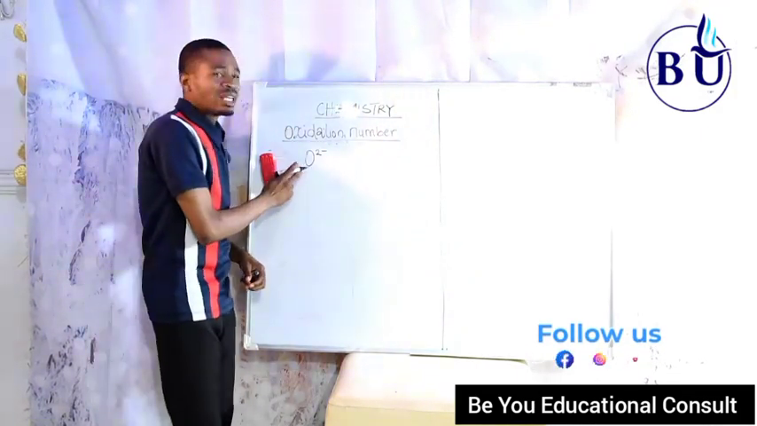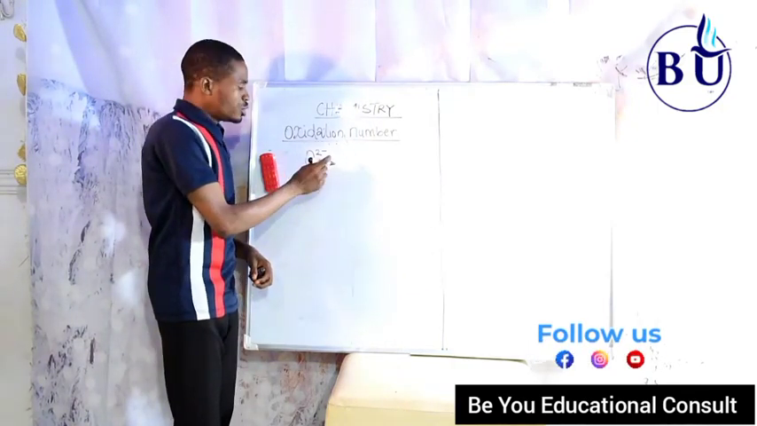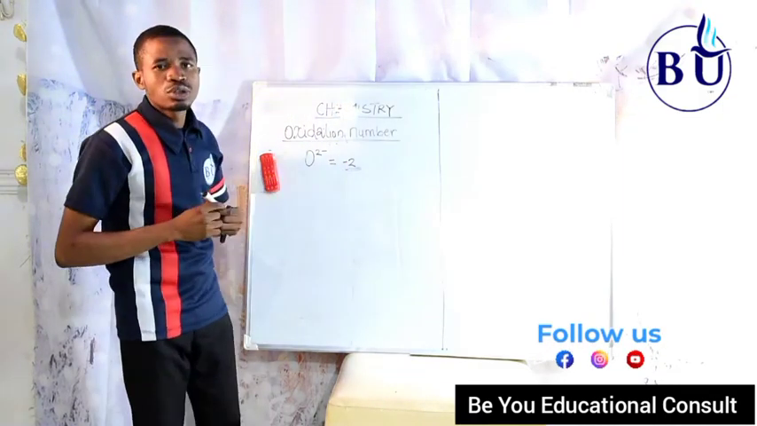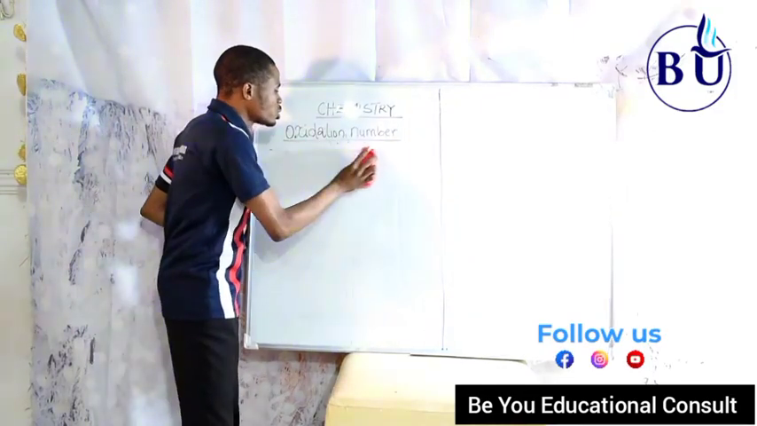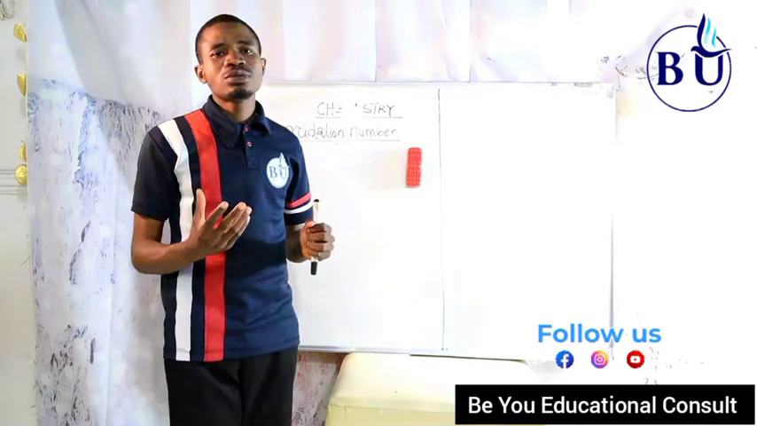So the oxidation number here is actually this superscript here, which is minus 2. The oxidation number of oxygen here is minus 2. So that's actually how we get to know oxidation numbers of elements. But I want to give you some exceptions. There are some exceptions in this oxidation number.